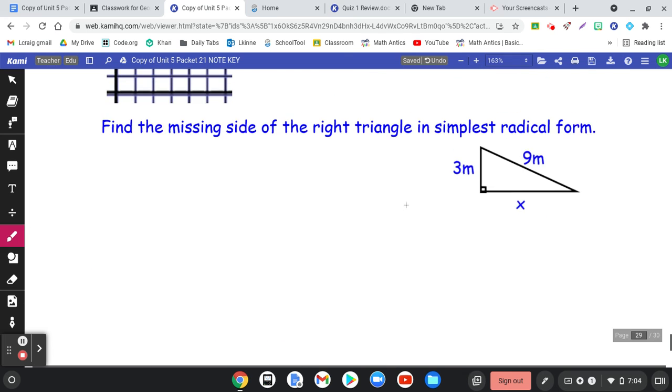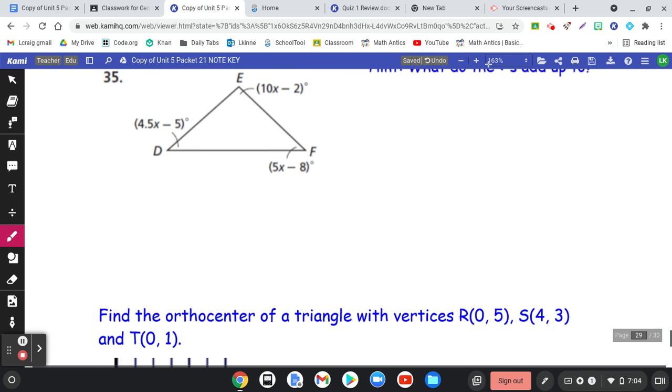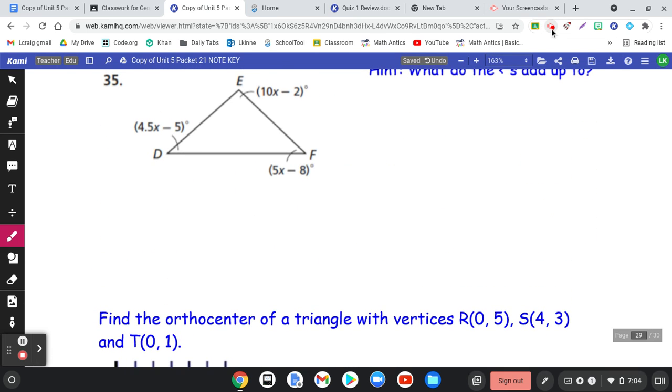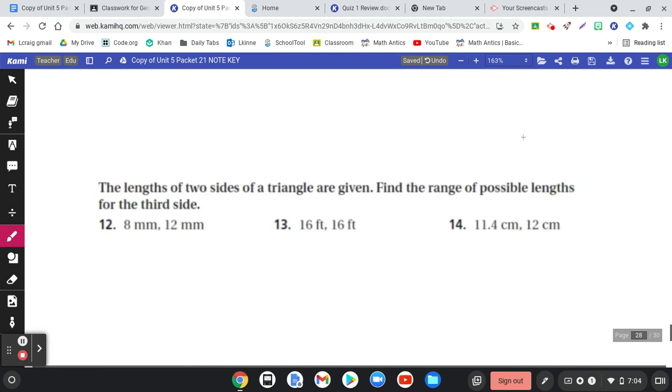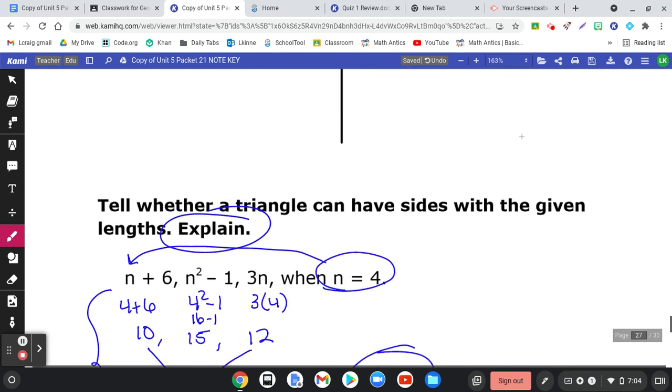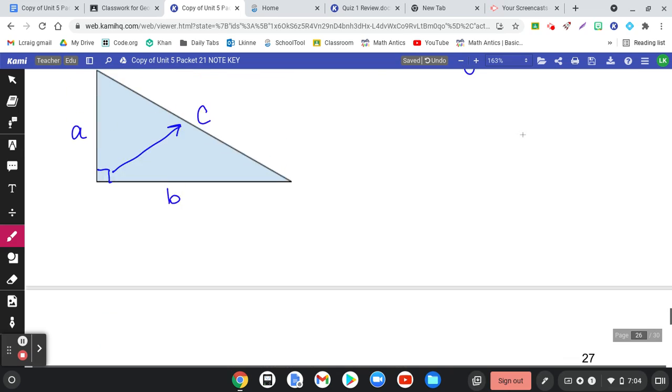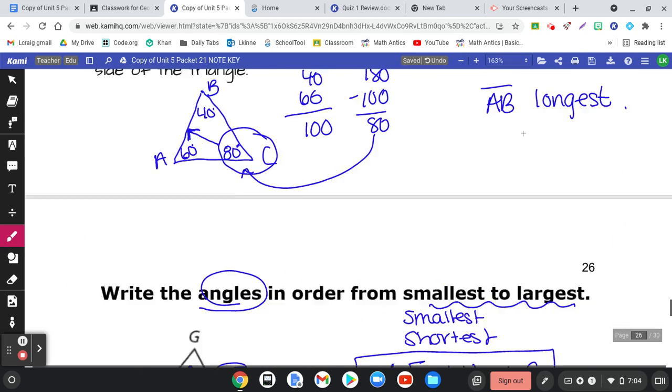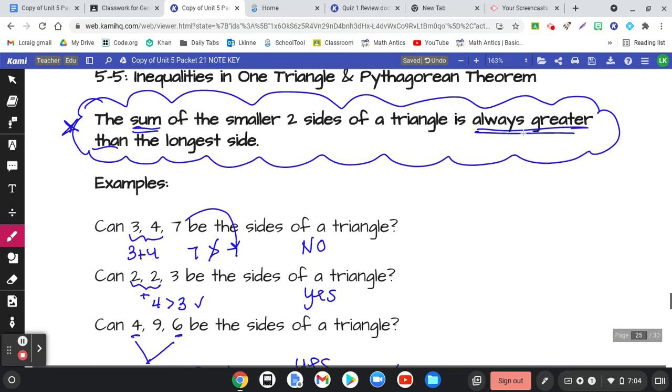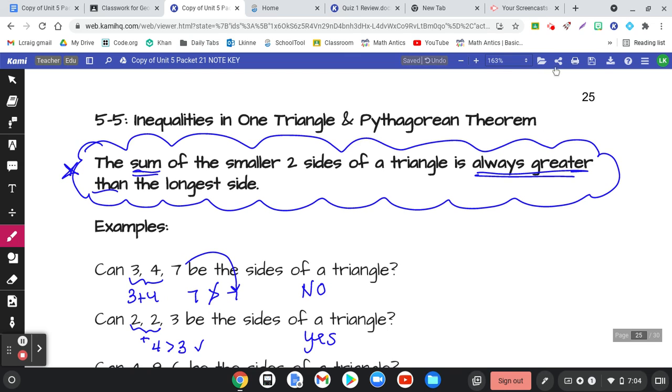So we'll be working through those, and that's pretty much it for the chapter. If you have any questions, let me know. But you should have copied this down in your packet. Again, pages 25 through 27. Just some stuff with triangles to finish up the chapter.